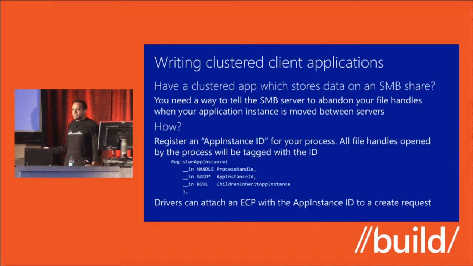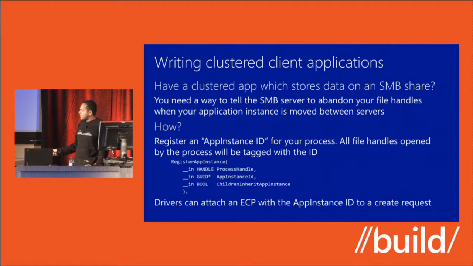So when a SQL instance fails over from one node to the other, it actually uses the application instance ID so that it can get back access to its database. And this is the API which is available. It's a user mode API, part of Win32. It's there on MSDN. If you are writing a clustered app directly, you would use this API to get the behavior which you want.